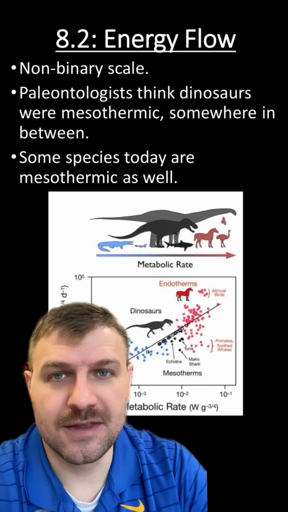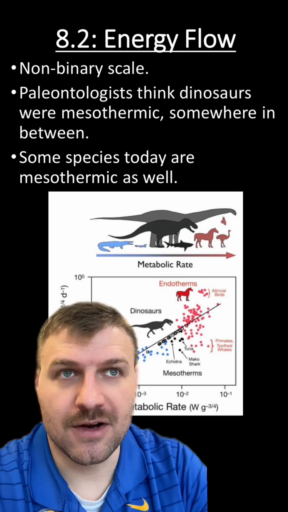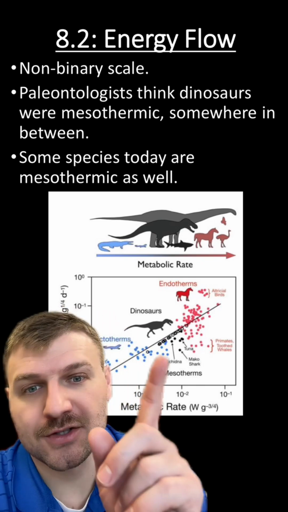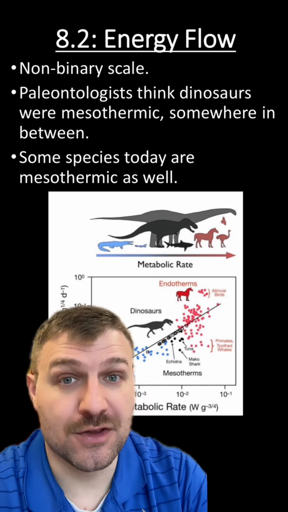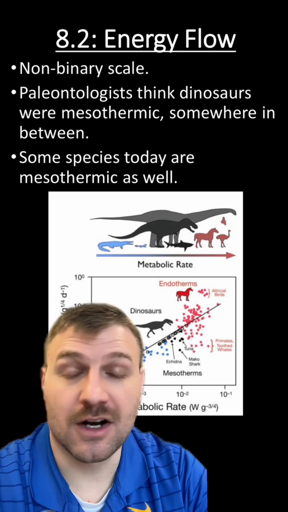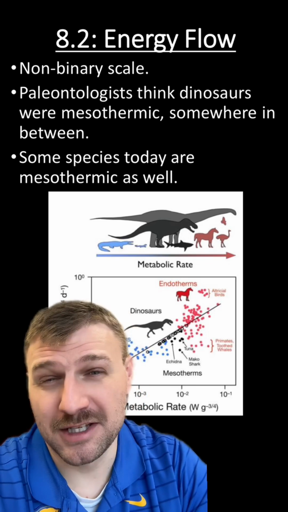I like to remind students that this scale is not a binary scale. It's not like you're either endothermic or ectothermic. Dinosaurs, in fact, are probably mesothermic, which means they're in the middle. They use their environment a little bit, but they also use metabolism as well.